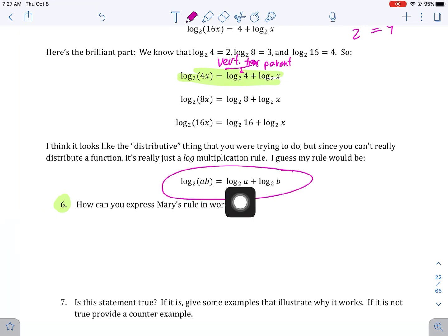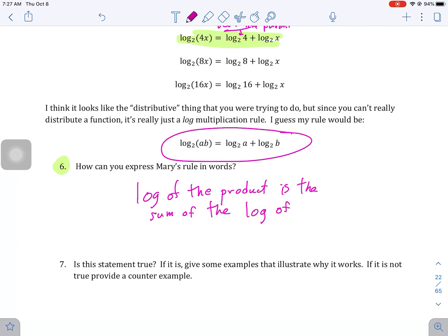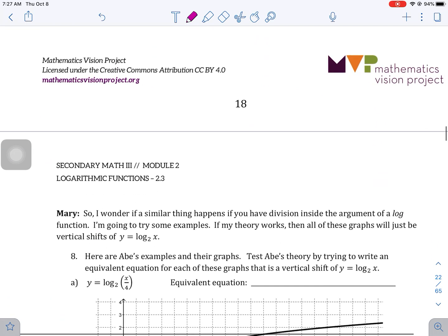Okay? And so therefore, we have a property where the log base 2 of a times b is equal to the sum. And that's what we saw here. The log base 2 of 4 times x is the sum of log base 2 of 4 plus log base 2 of x. So you could say the log of the product is the sum of the log of the factors. That's kind of how I would say it. And we saw an example where that's true.